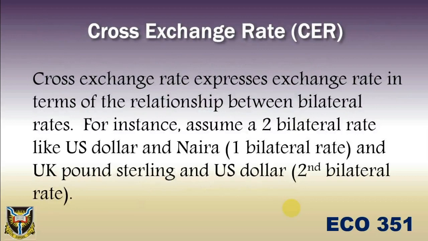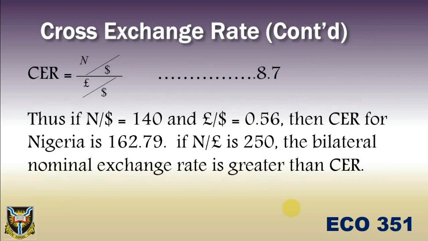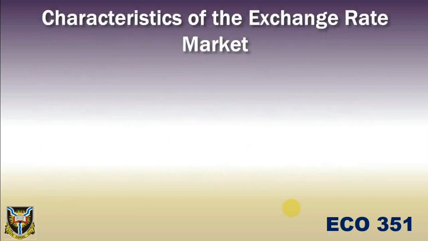Cross exchange rate. Cross exchange rate expresses exchange rate in terms of the relationship between bilateral rates. For instance, assume two bilateral rates like US dollars and Nigerian naira, and UK pounds and US dollars. To compute Nigeria's cross exchange rate, we use the formula: cross exchange rate equals naira divided by dollars, divided by pounds divided by dollars.